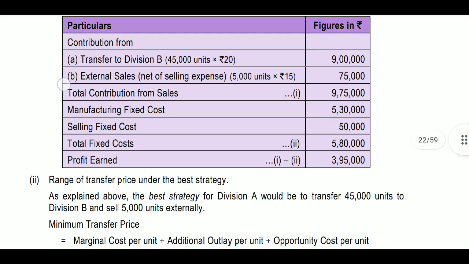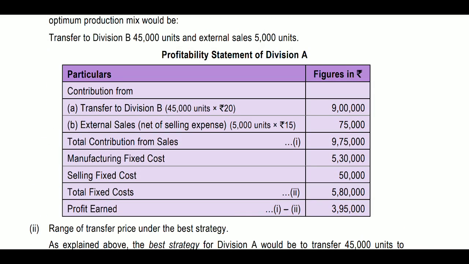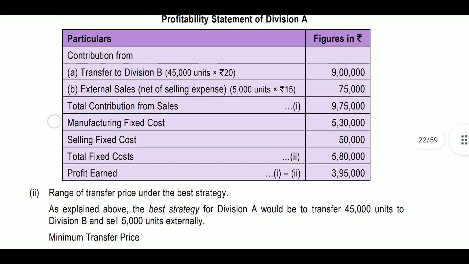So 45,000 units into 20 is 9 lakh, and for external sales, we will go for external sales of the remaining 5,000 units into 15 rupees contribution, 75,000. Next, total contribution from sale will be 9,75,000, and manufacturing fixed cost we calculated 5,30,000, and selling fixed cost will be 50,000. That is selling and distribution at 10 rupees into 50,000 units, that is 50,000. Total fixed cost will be 5,80,000 and profit will be 3,95,000.